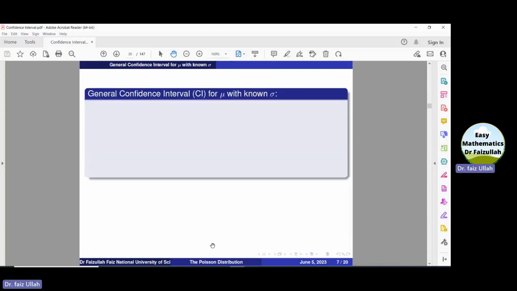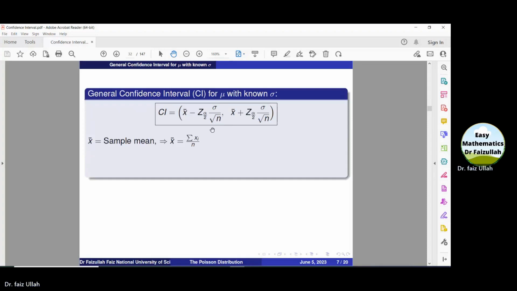Let us generalize this result, which means that if someone asks us to find 92% confidence interval for mu or 99% confidence interval for mu with known sigma, then we can use this general formula to find the confidence interval for mu. Here we don't give the proof. The proof is very similar, just like we have proved the first one, but we shall focus on the use of these formulas. X bar is sample mean, n is sample size, sigma is standard deviation of population.